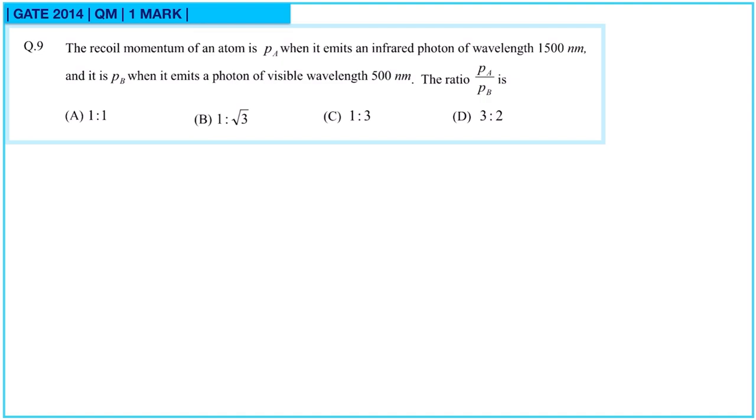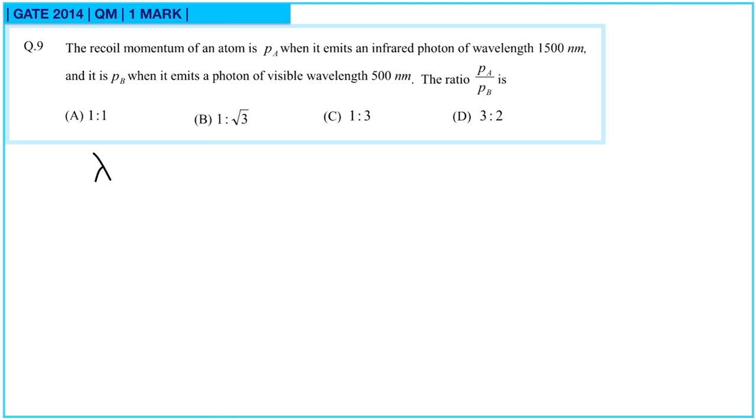Question number 9. The recoil momentum of an atom is Pa when it emits an infrared photon of wavelength 1500 nanometer, and it is Pb when it emits a photon of visible wavelength 500 nanometer. The ratio Pa by Pb is.